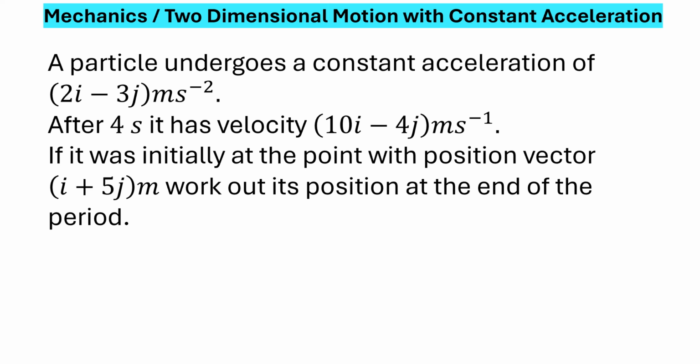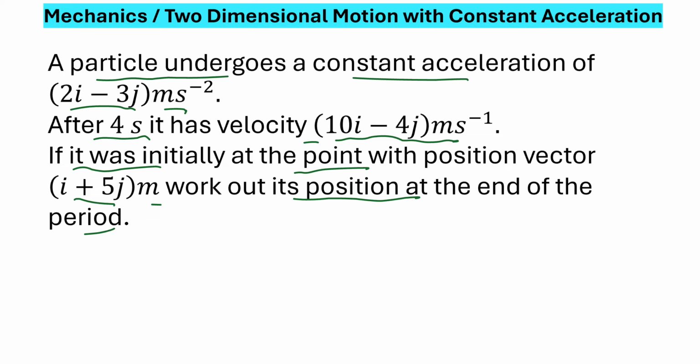Hello everybody, in this question we are given a particle undergoes a constant acceleration of 2i minus 3j meter per second square. After 4 seconds it has a velocity of 10i minus 4j meter per second. If it was initially at the point with position vector i plus 5j meters, we need to work out its position at the end of the period.